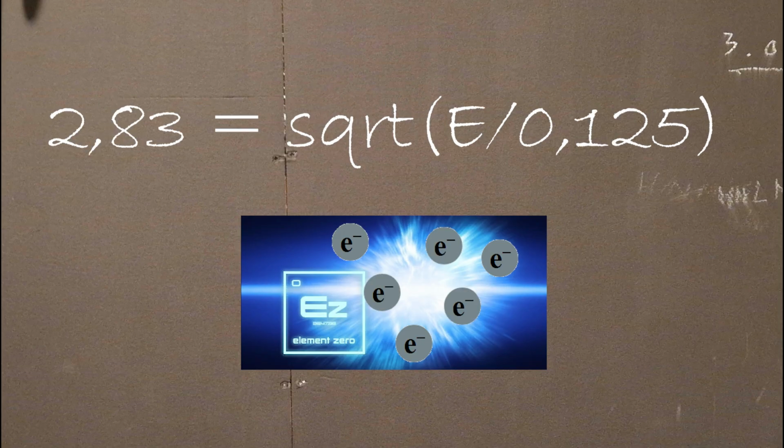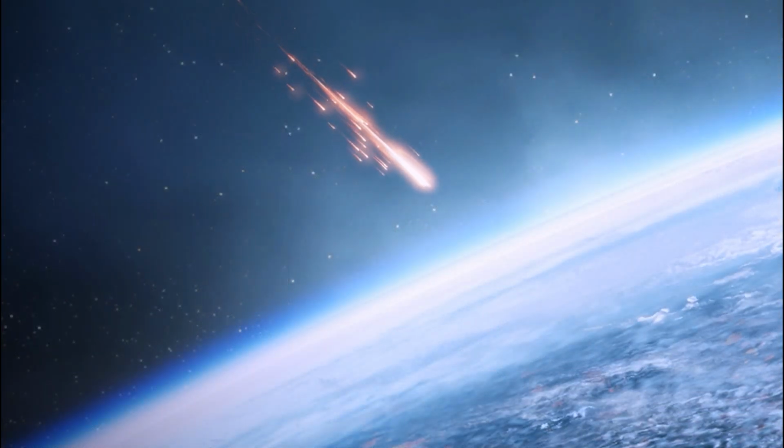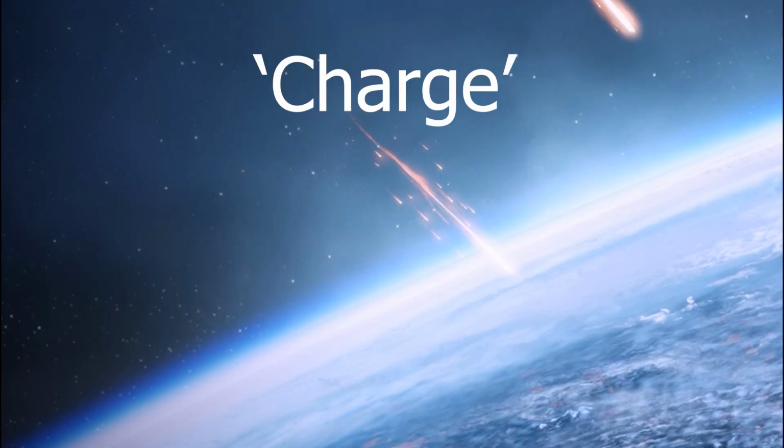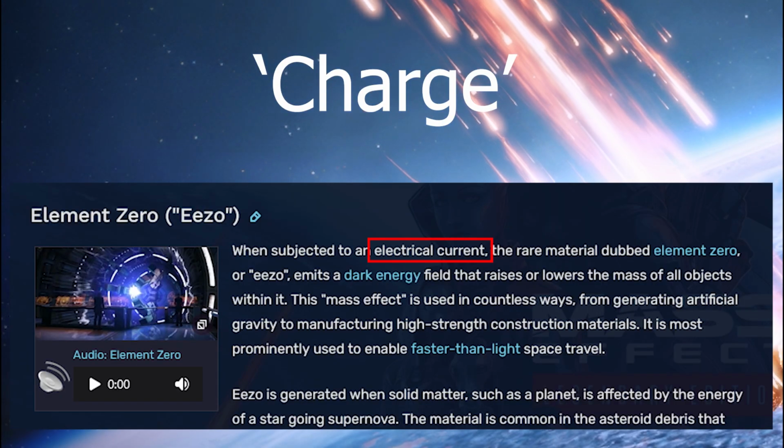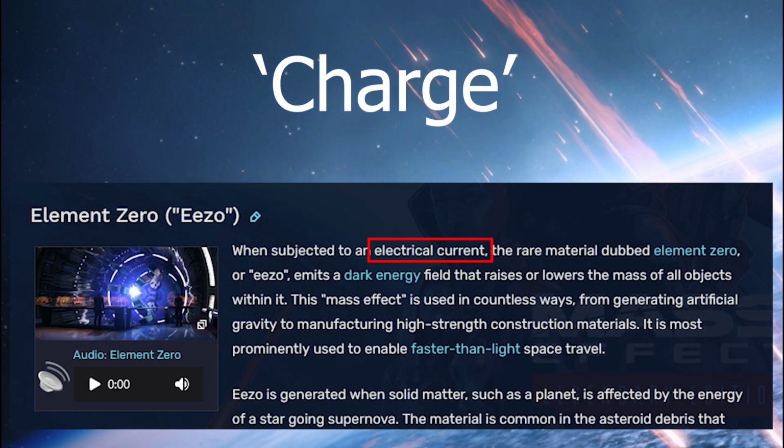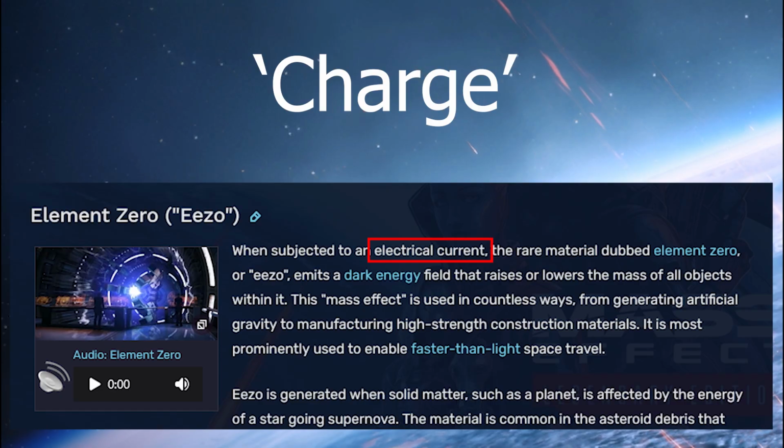Thus, a drive core capable of holding a greater static charge allows for a faster ship. Side note, I said charge multiple times while the codex says current. I've changed it to charge because the codex says that the behavior of a Mass Effect field is determined by whether or not the electrical current is positive or negative.